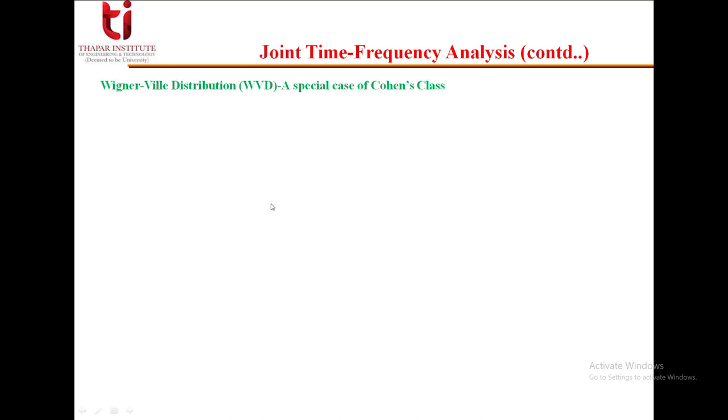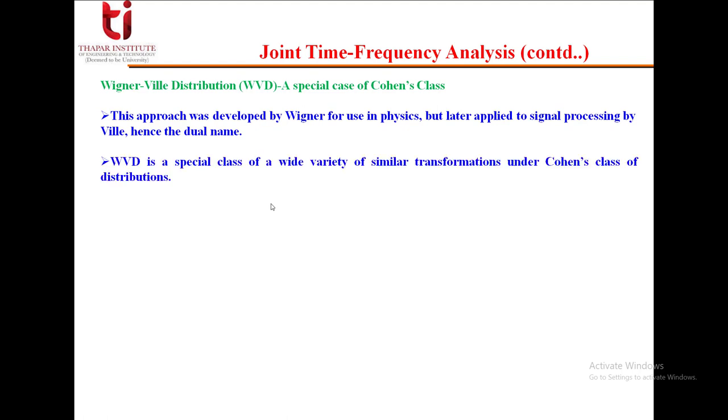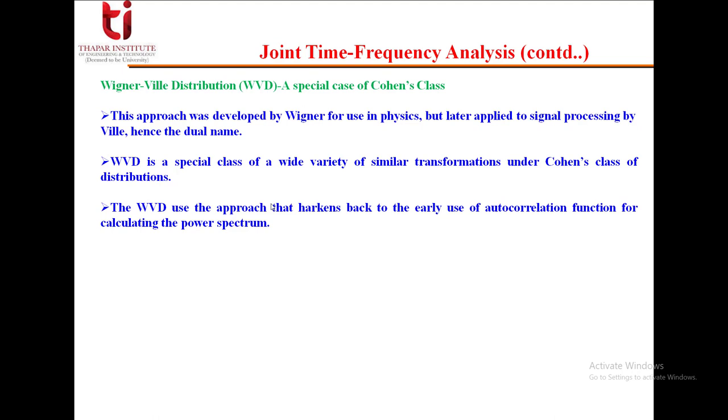Now, we have another kind of distribution, that is the Wigner-Ville distribution, which is a special class of the similar distributions of Cohen's class. This approach was developed by Wigner for use in physics, but later it was applied to signal processing by Ville. That's why we call it the Wigner-Ville distribution. As I mentioned, the WVD is a special case of a wide variety of similar transformations under Cohen's class of distributions. This is the approach that harkens back to the early use of the autocorrelation function for calculating the power spectrum.